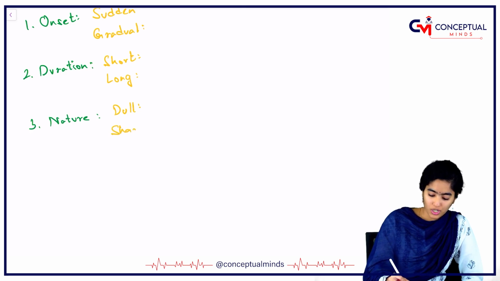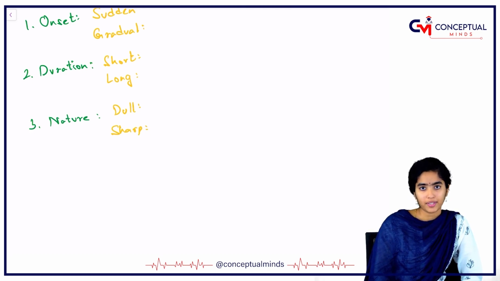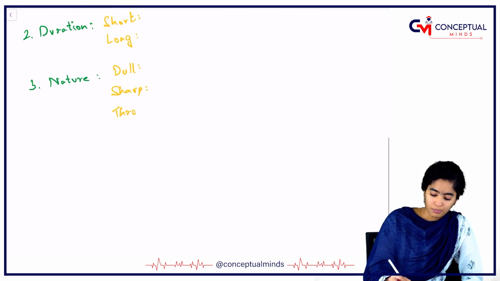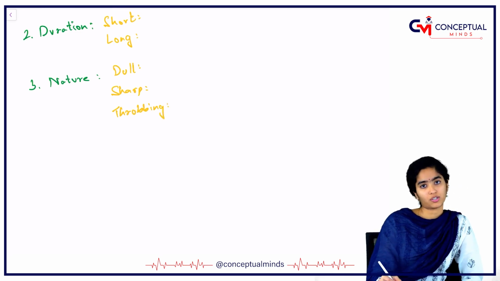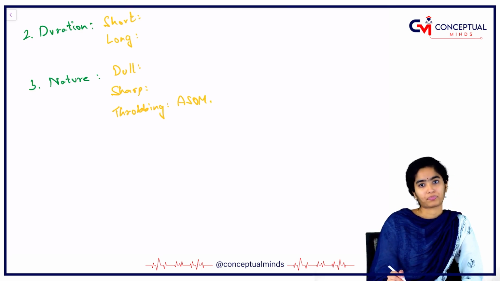If it is a sharp pain, what does it indicate? Barotrauma causes sharp excruciating pain. Even furunculosis causes a sharp pain. There is another type of pain called throbbing pain. In which condition is throbbing pain seen? ASOM, acute suppurative otitis media.